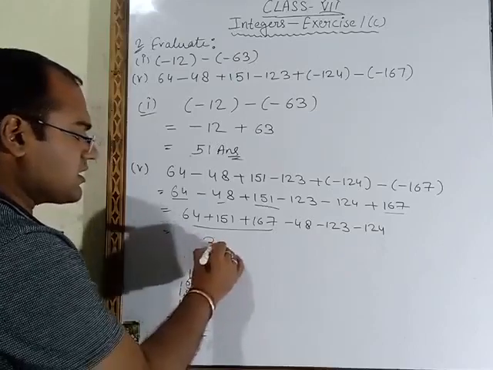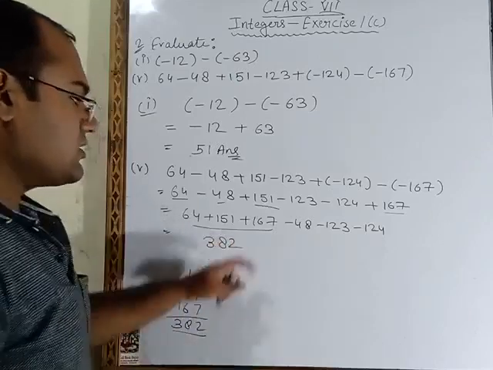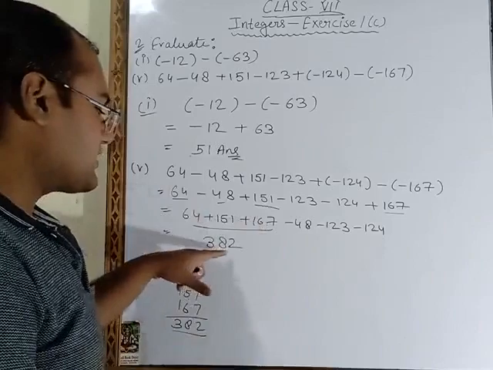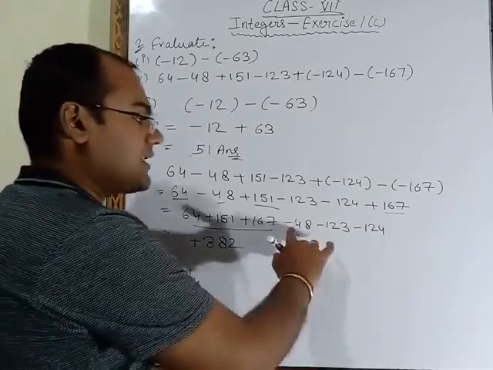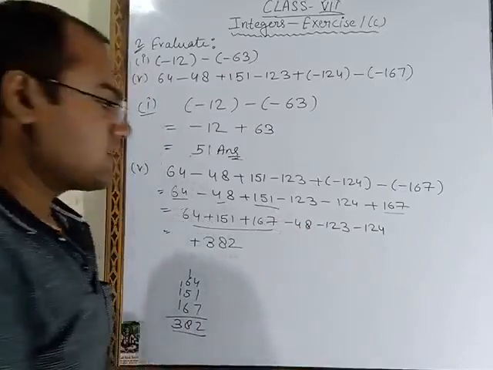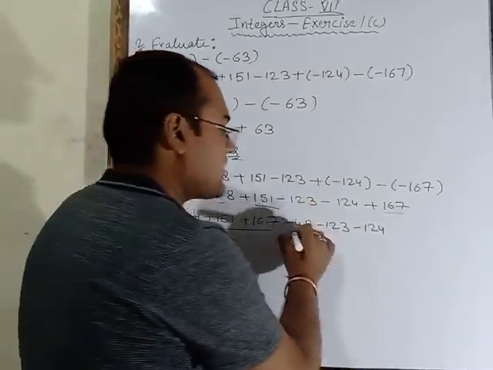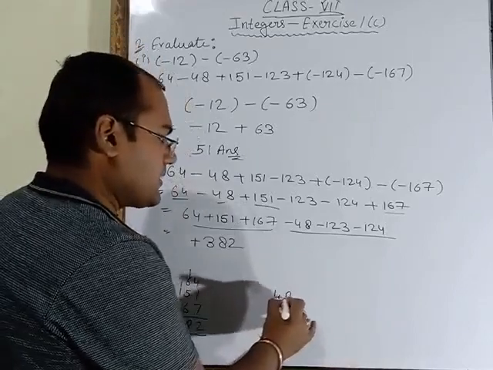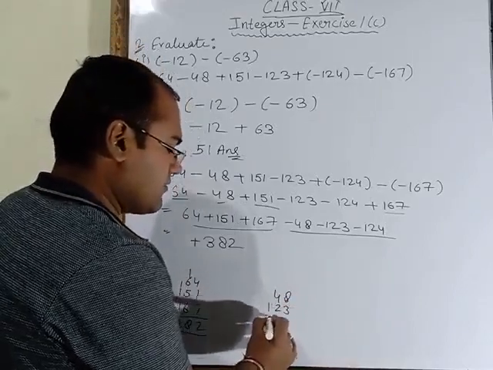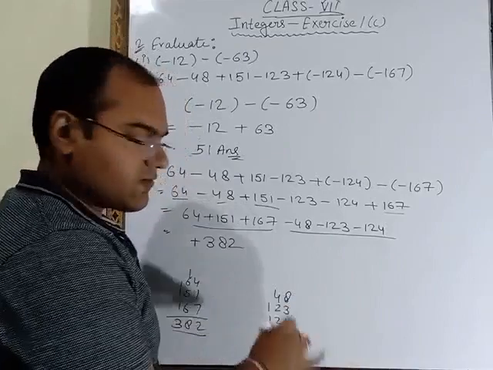The answer is 382. These numbers are all positive. That's why this answer will also be positive. Now minus and minus we know is plus. Minus and minus is plus. That's why all these negative numbers also we have to add. 48, 123, 124. These numbers we have to add.